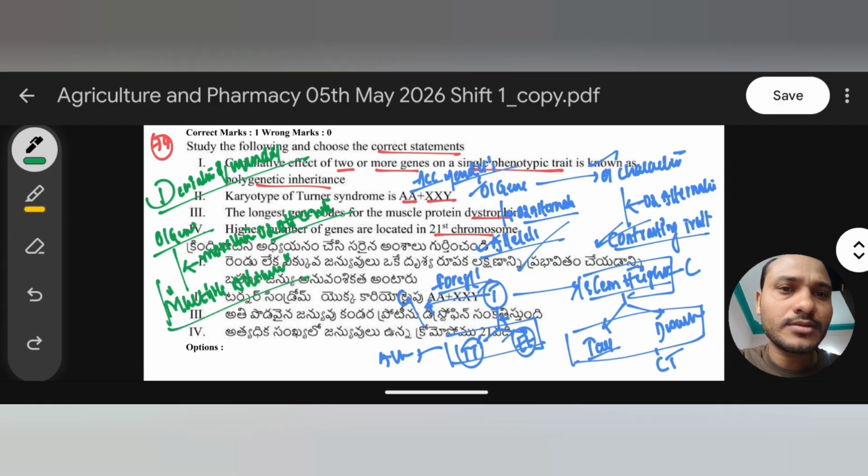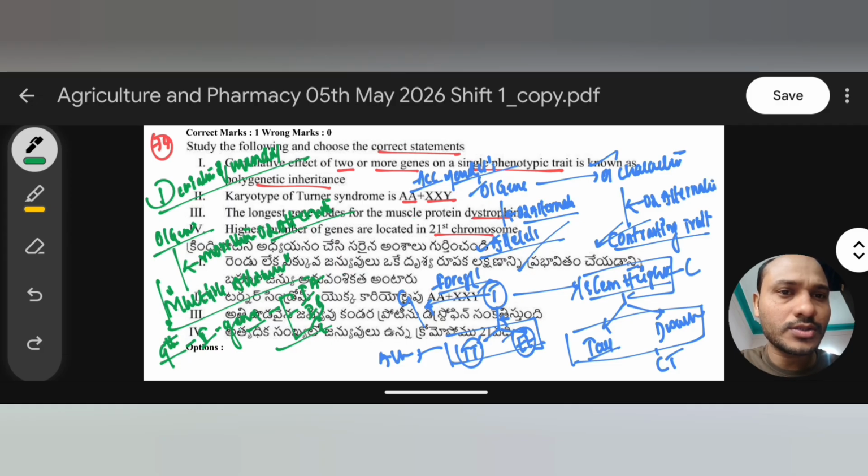For example, there is a gene present on the ninth chromosome of human beings. The gene is called the I gene, and it is responsible for blood group. As per Mendel, every gene has two alternatives, but here it is deviated. The I gene has three alternatives, meaning three alleles. If there are more than two alleles, such alleles are called multiple alleles. Those three alleles are IA, IB, and i. So multiple allelism is completely deviated from Mendel.